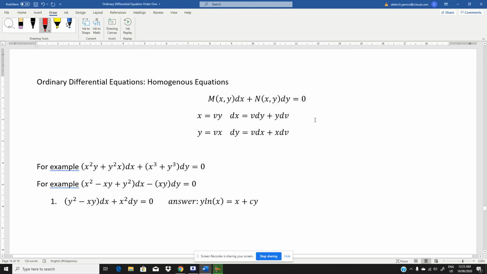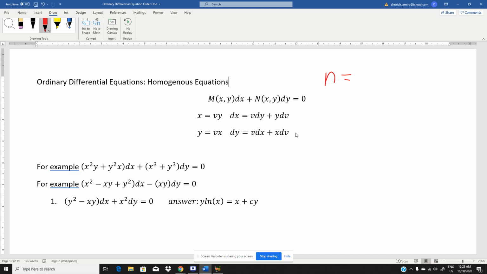So our topic for today is all about ordinary differential equations of order 1, specifically homogeneous equations. To see this, consider M(x, y) dx + N(x, y) dy = 0. If each term of the equation has a total degree n, where n is the sum of exponents of all the variables in a term, then the equation is a homogeneous differential equation of degree n.